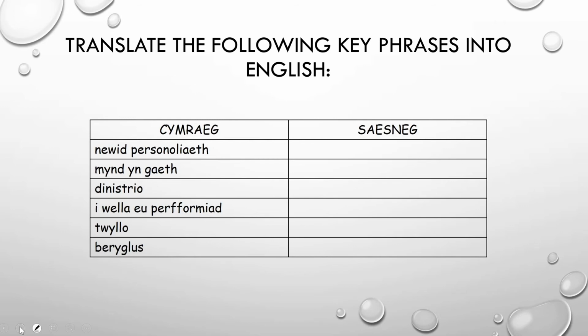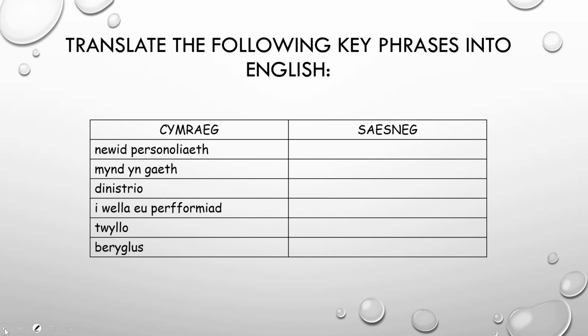Moving on to the translating tasks. We need you to translate the following key phrases into English. Newid personoliaeth, mynd yn gaeth, dinistrio, I wella ei perfformiad, twyllo, and lastly, beryglus.